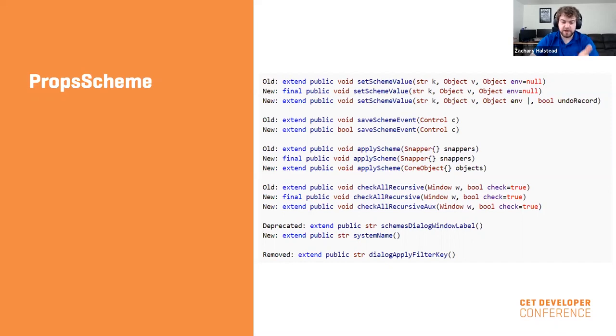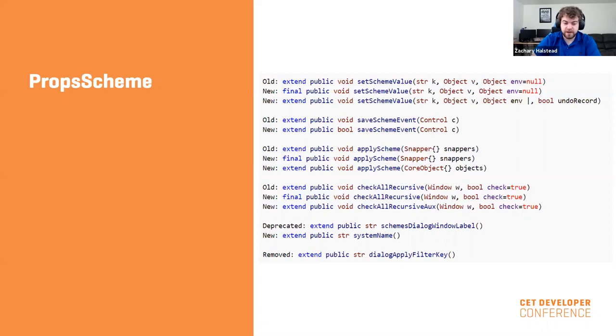Then we have check all recursive. You used to be able to extend this. That's no longer possible. Now you would extend check all recursive aux. So it's essentially like an auxiliary function for this method that you would override and do any of your custom stuff. So if you have anything in check all recursive overridden, you would want to move that to check all recursive aux.